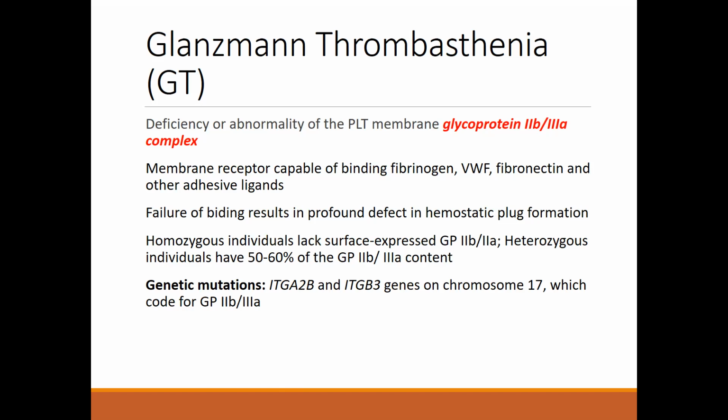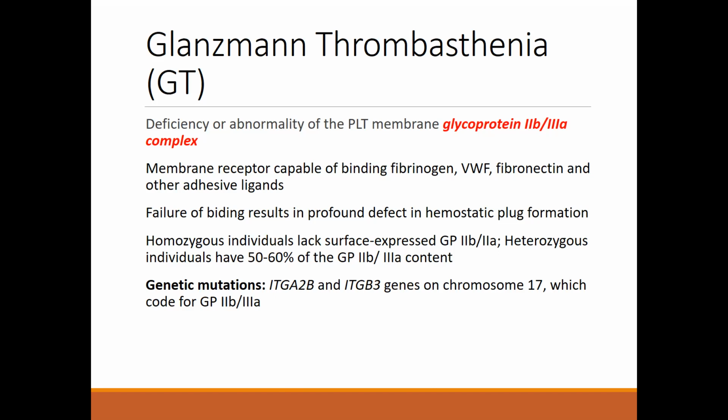So glycoprotein 2B3A is either abnormal or is deficient. This is a platelet membrane receptor that is capable of binding fibrinogen, von Willebrand's factor, fibronectin, and many other adhesive ligands. And failure to bind to all of these proteins and ligands results in a profound defect in the hemostatic plug formation. So there is no aggregation here. What's happening is that the glycoprotein 2B3A in the platelet is deficient or is abnormal.